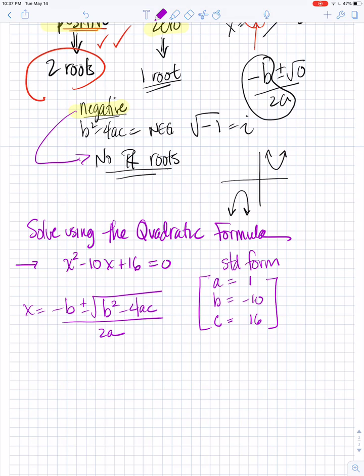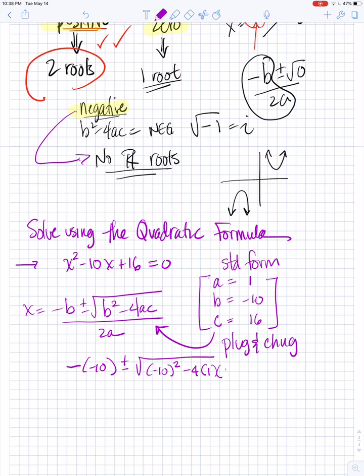Awesome. Now it's just going to be plug and chug is what we call this. We're going to go ahead and use these values, plug them into the formula, and simplify it. So we have negative 10, because B is negative 10, plus or minus, and we're going to do the square root of negative 10, so b squared, minus 4 times 1, that's A, times 16, that's C. I'll go ahead and extend my radical out, all over 2 times A, which is 1. Good. Step 1. We've plugged the values in, and now we've got to simplify this thing.